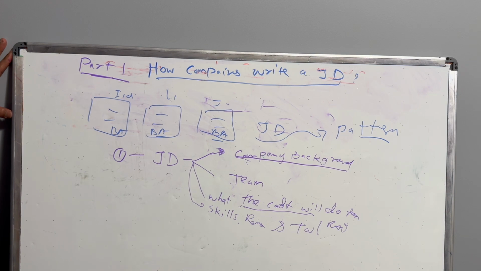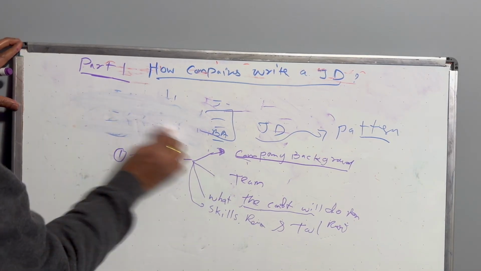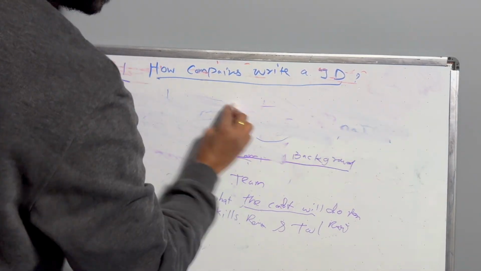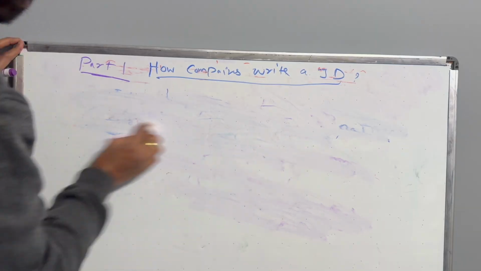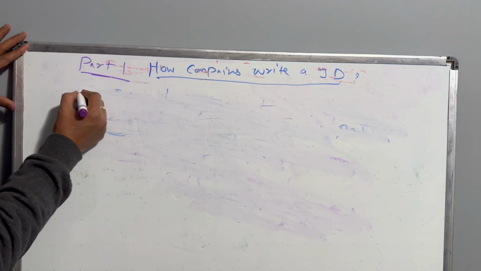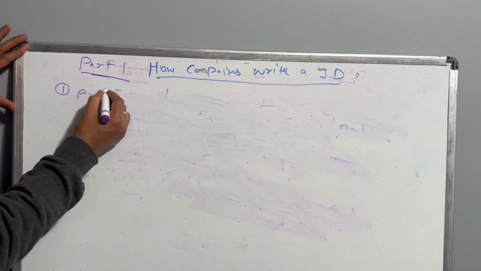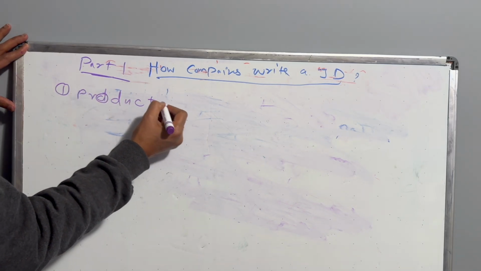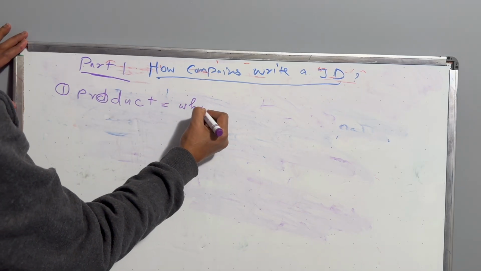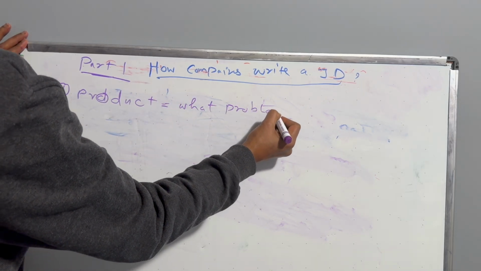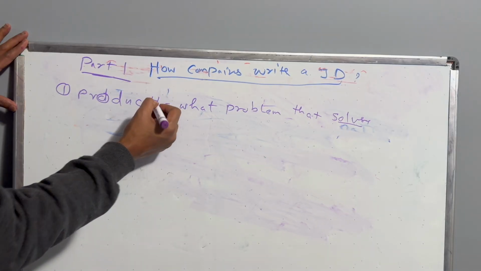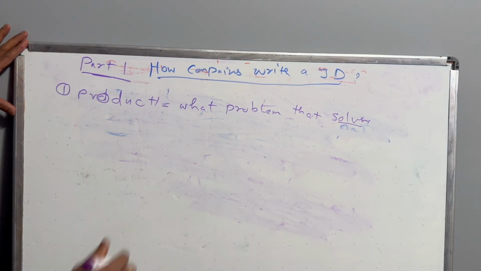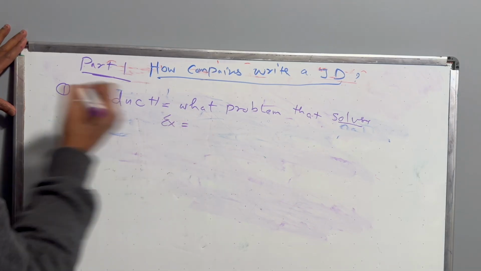Let's use an example and try to understand these things. Number 1, start with the product. You know what a product is, right? The product or service is the problem that the business is solving. That's the first one. Let me give an example.